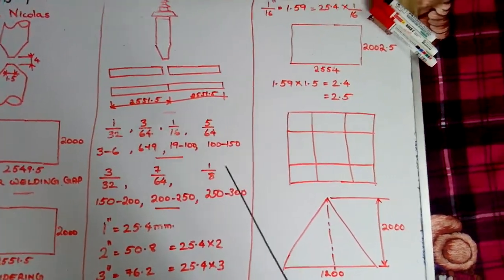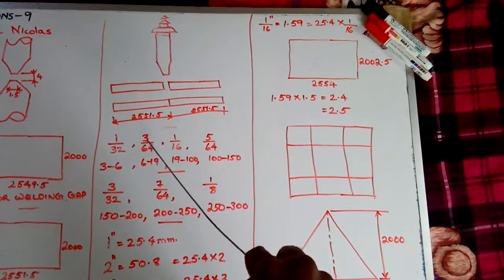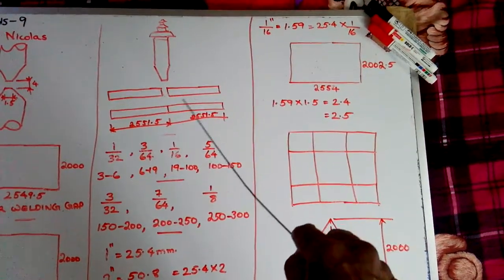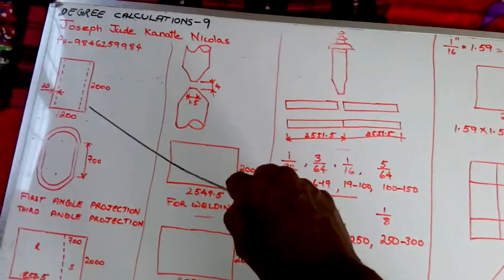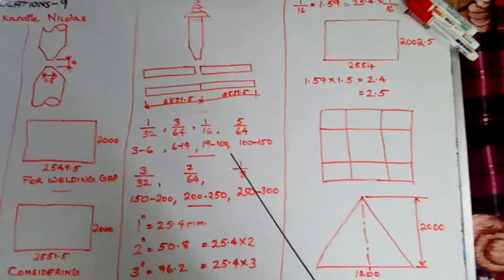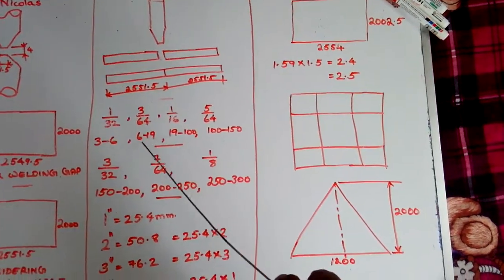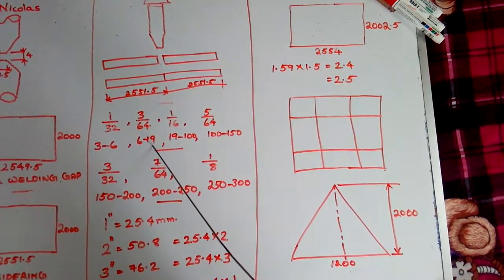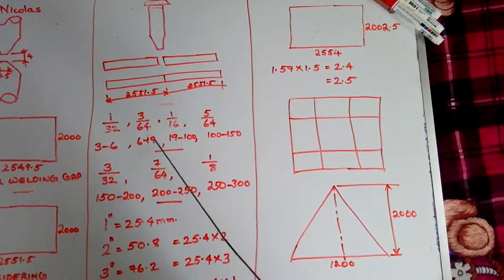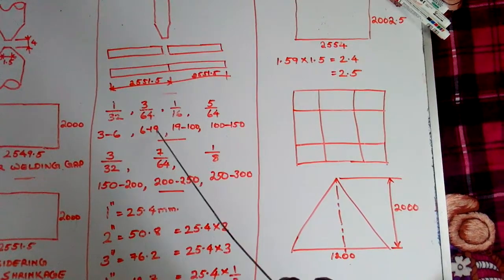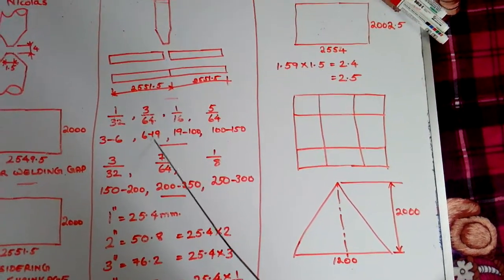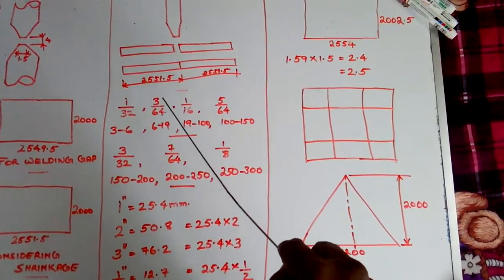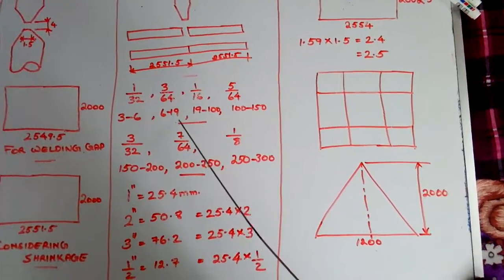Sorry, I made a mistake. We shouldn't use the 364 nozzle because our plate is 20 mm. For cutting a 20 mm plate, we shouldn't use the 6 to 19 thickness nozzle. This 264 nozzle is used for cutting 6 to 19 mm.